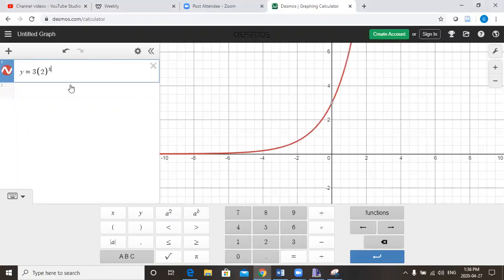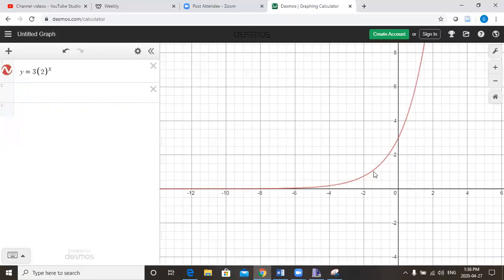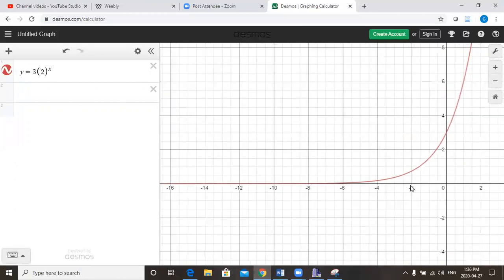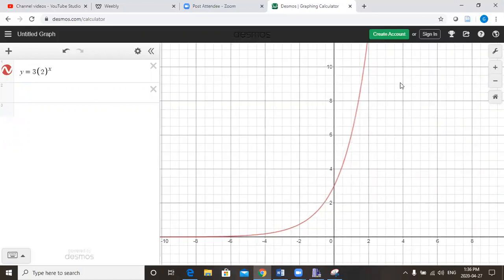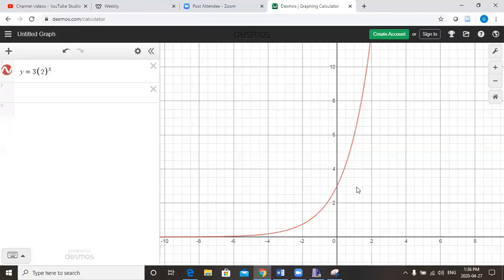And you can see here that the graph changes a little bit, but it's still the same shape where it doesn't go below the x-axis. It approaches 0 as a minimum value, but never reaches it. And then it swings up in quadrant 1. The y-intercept is 3.